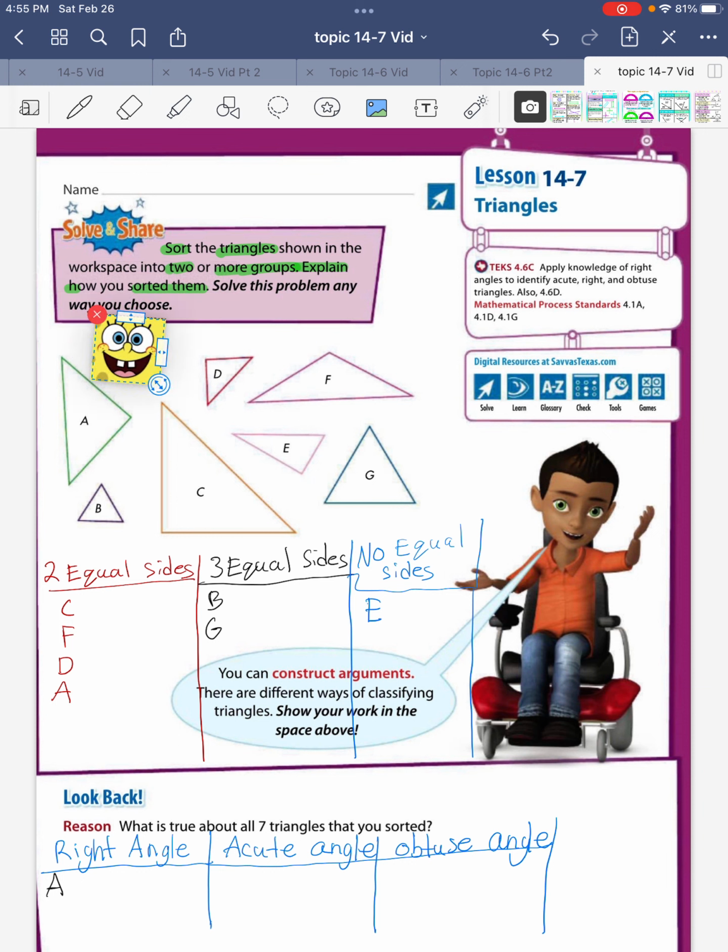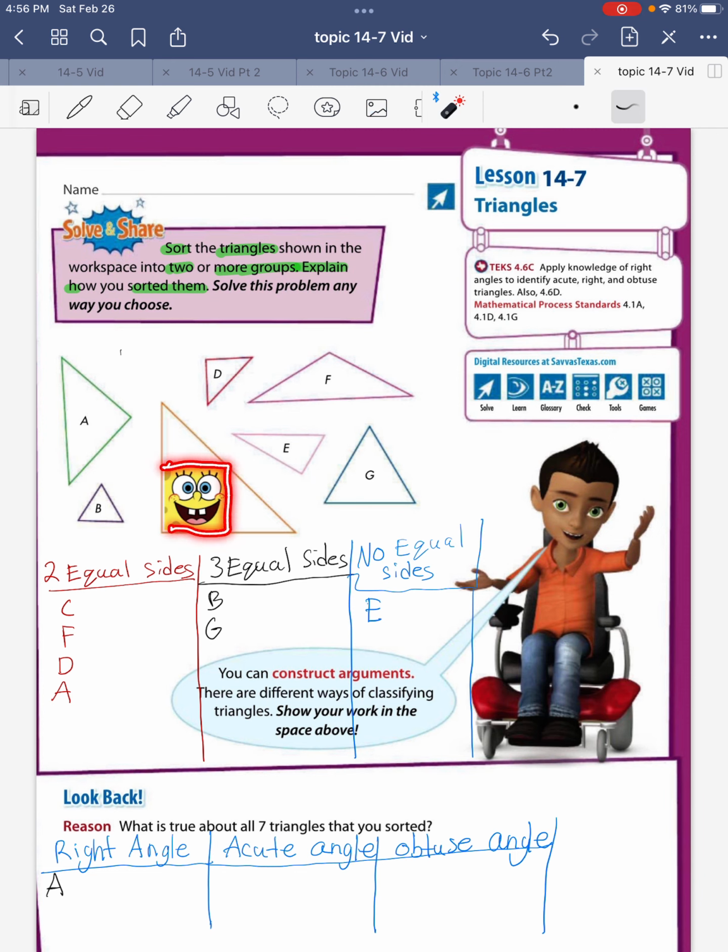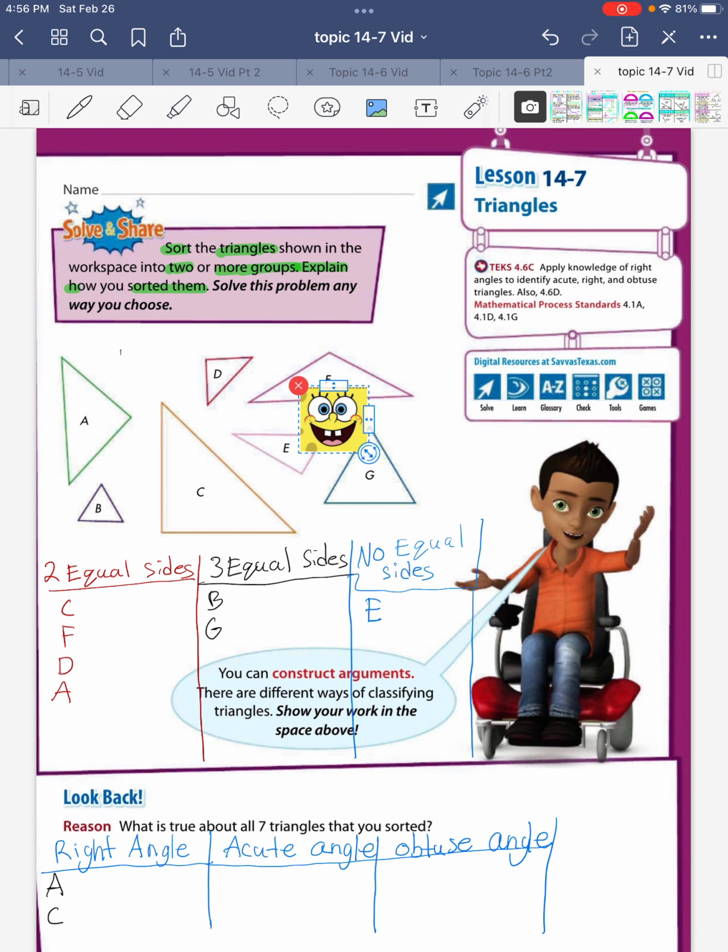Okay, let's check out C. So C, SpongeBob fits perfectly in this angle right here. I know because he fits perfectly in this angle, so I know C can be one of them, so I'm going to write C. And not only just using SpongeBob, but let's see if I can make my box corner. Right angles make a box corner, a box here, a box here. So those are right angles. Let's see, do I have any more?